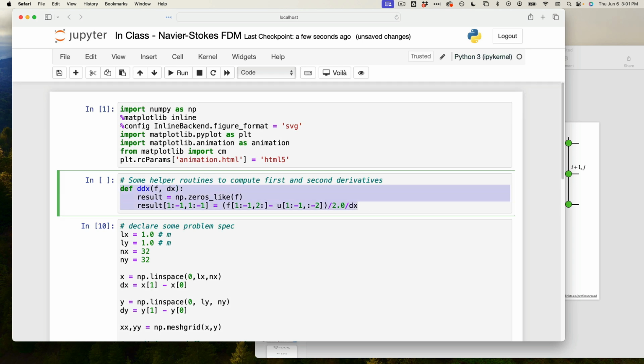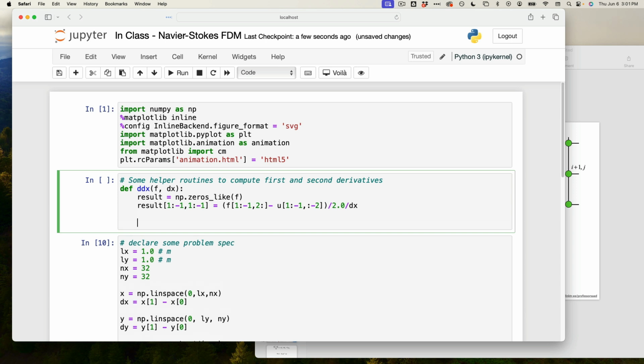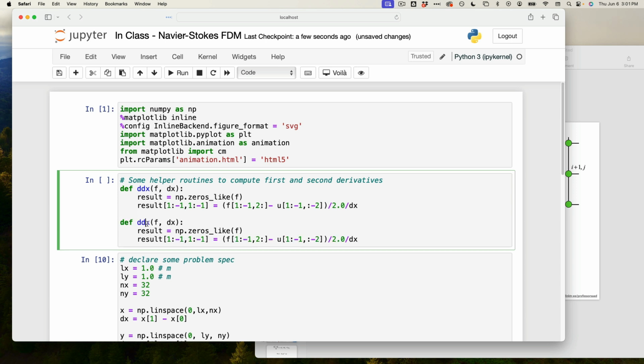Now we also need to declare one for y, d dy. I shouldn't have deleted the other ones. That's okay. d dy, same thing on the interior, except I'm going to swap indexing now. f at j plus 1 minus f at j minus 1 over 2 delta y.